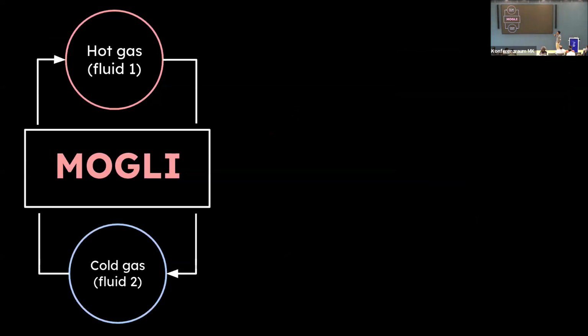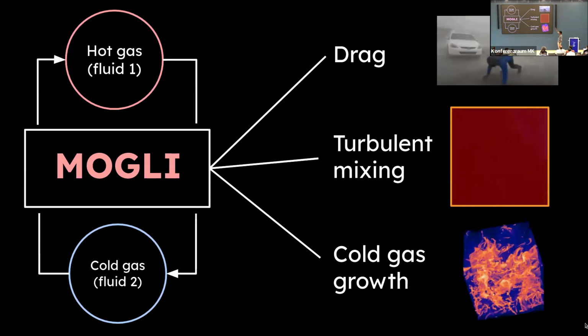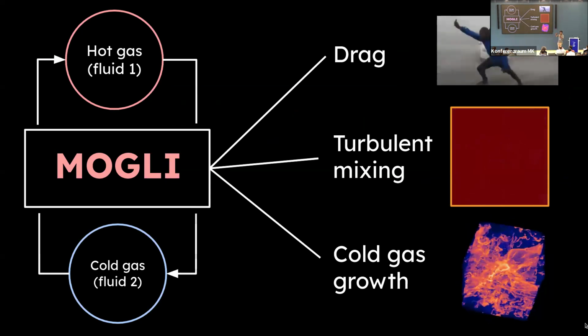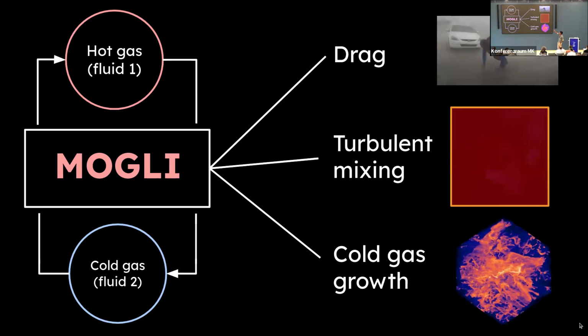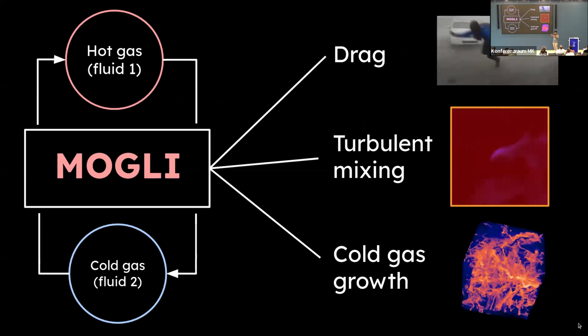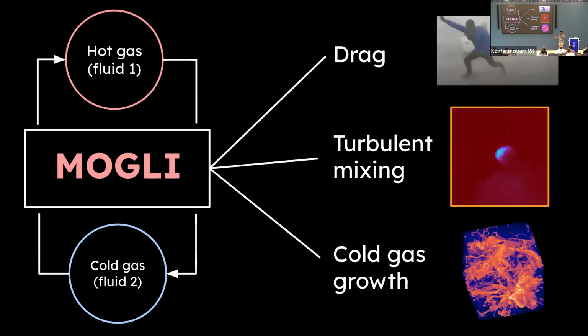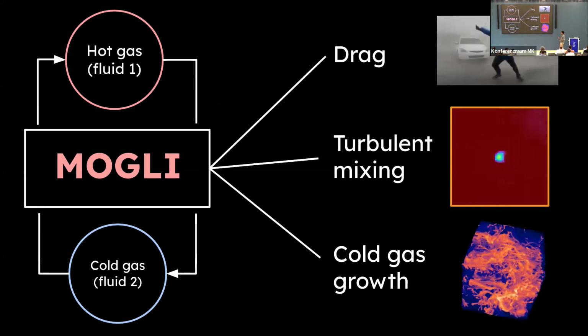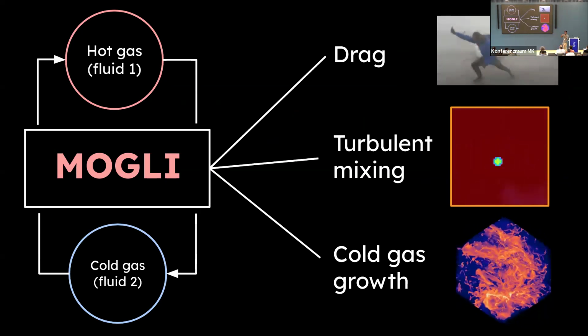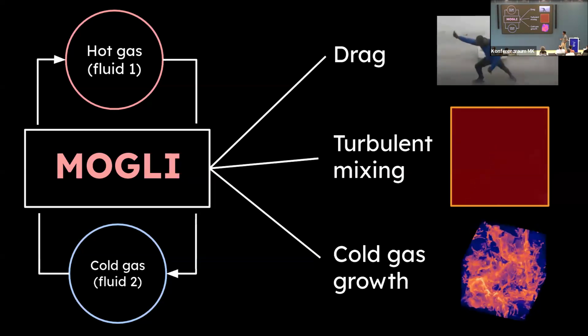So what it gives us is all the interaction terms because of different physical interactions. There can be drag forces because these two fluids are moving relative to each other. There is turbulent mixing because the cold gas mixes away into the hot phase. And there's cold gas growth because the hot phase afterwards cools and gives rise to some cold gas.